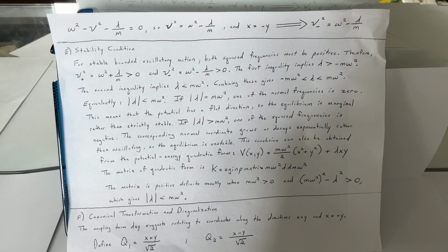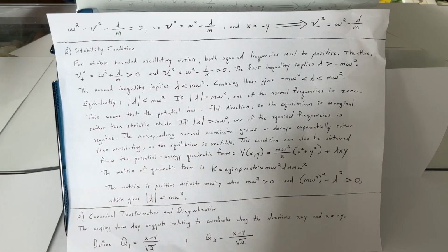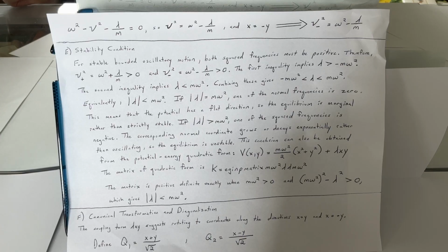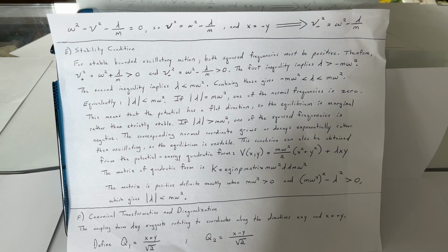This conclusion can also be obtained from the potential energy quadratic form. V(x,y) equals mω²/2 times the quantity x² + y² + λxy. And the matrix of the quadratic form is given here. The matrix is positive definite exactly when mω² is greater than 0, and when the quantity m²ω⁴ minus λ² is greater than 0, which would give the absolute value of λ is less than mω².